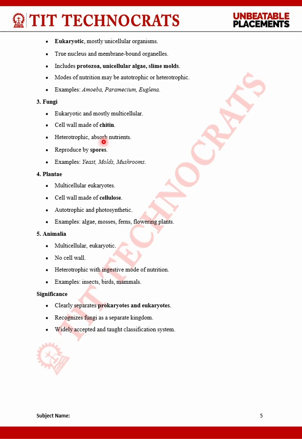Then we come to the fungi. Fungi are also eukaryotic and mostly multicellular organisms. Their cell wall is made up of chitin, and they are heterotrophic with absorptive nutrition, and they include yeast, mold and mushrooms. Plantae are multicellular eukaryotic, with cell wall made up of cellulose, autotrophic and photosynthetic. Examples are algae, mosses, ferns, flowering plants. Animalia. Animalia is multicellular eukaryotic, heterotrophic with ingestive mode of nutrition. Examples, insects, birds, mammals.